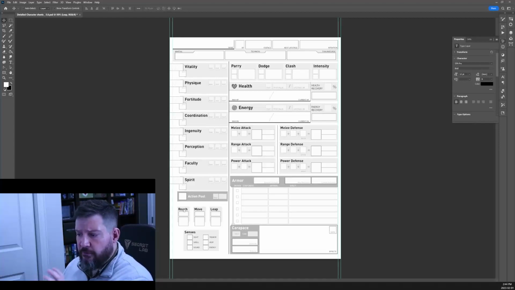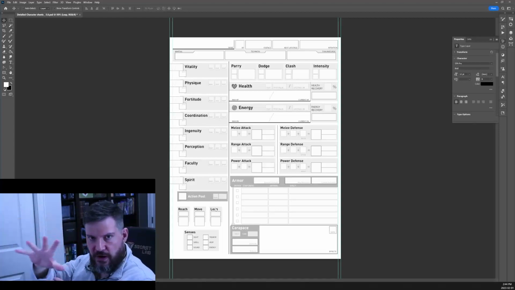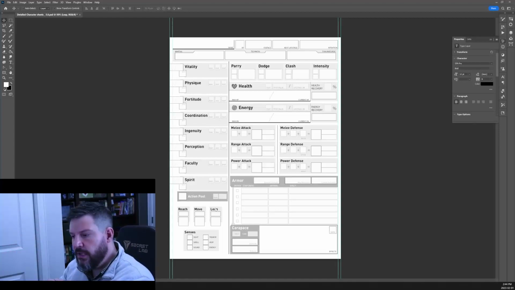Going past that, we have reach, move, and leap. So reach is our ability, quite specifically, to reach out and grab something. Our reach defines our melee range. So we treat range and reach differently when we're drawing lines inside combat scenarios, where reach defines a specific character's range with a melee thing.